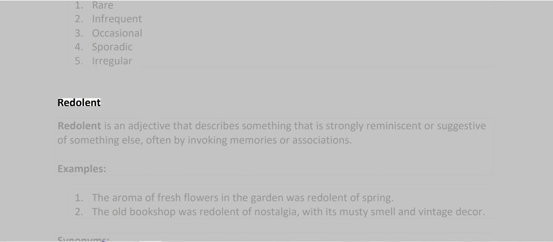Redolent. Redolent is an adjective that describes something that is strongly reminiscent or suggestive of something else, often by invoking memories or associations. Examples. 1. The aroma of fresh flowers in the garden was redolent of spring. 2. The old bookshop was redolent of nostalgia, with its musty smell and vintage decor.